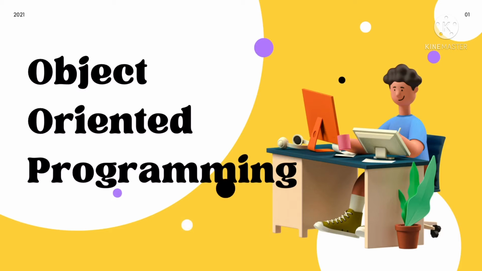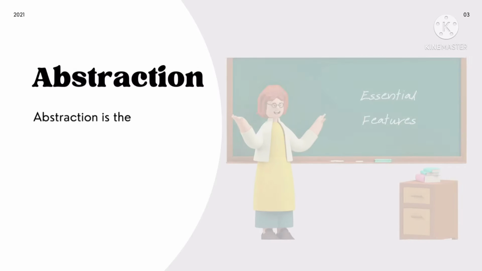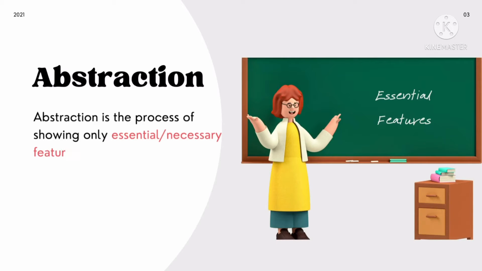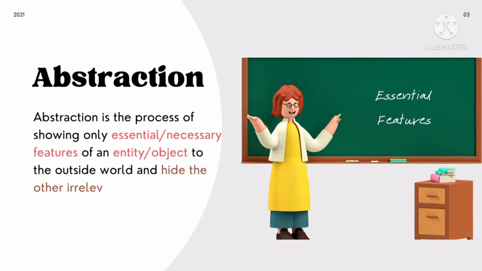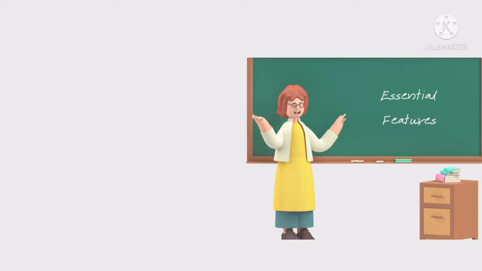In this lecture, we will learn about abstraction. Abstraction is the process of showing only essential and necessary features of an entity or object to the outside world and hide the other irrelevant information. It means that abstraction helps to only show the properties of an entity and hides the detail how that property works.